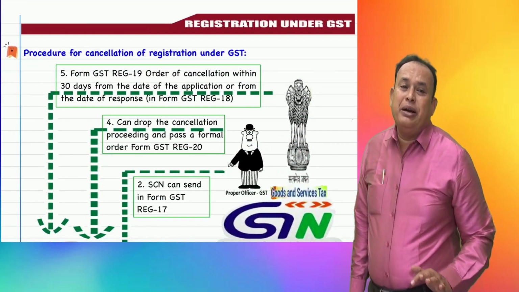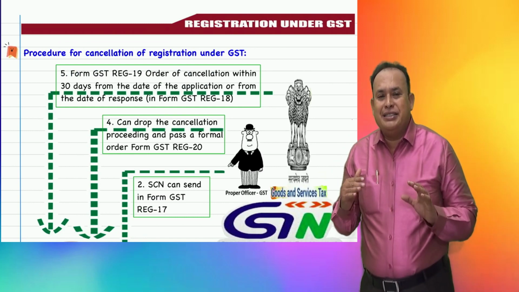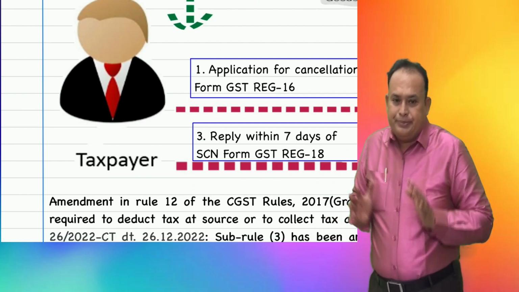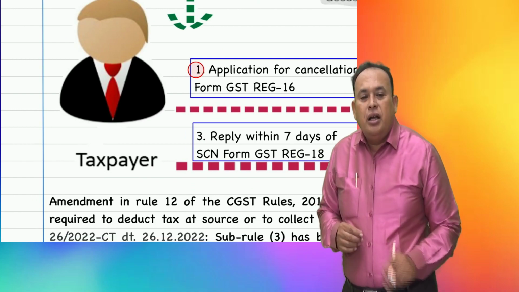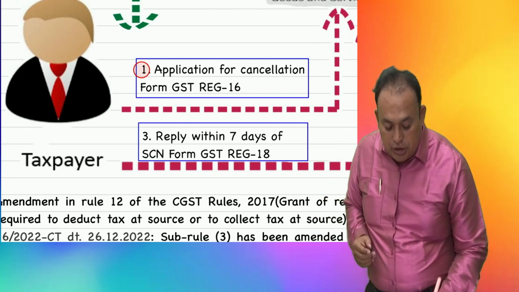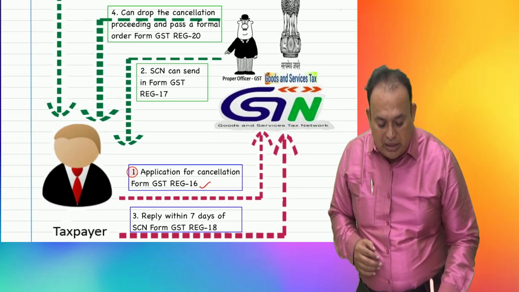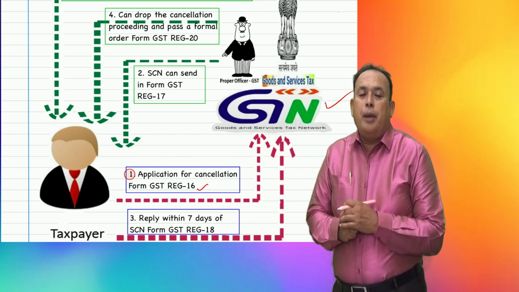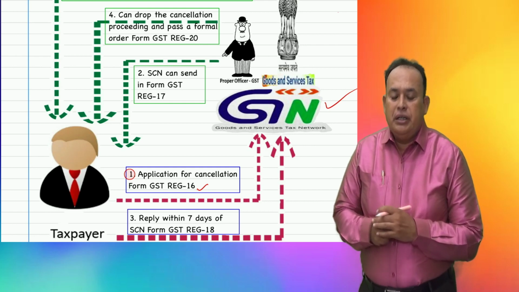Now bringing to your notice, my dear friends, the procedure for cancellation of registration under GST. Practically I am bringing it to your notice. First and foremost, you, being a taxpayer, apply. Step 1: application for cancellation in Form GST REG-16 through the portal. Submit to the concerned jurisdictional officer through the portal. Application for cancellation of registration, Form GST REG-16. Department verifies.